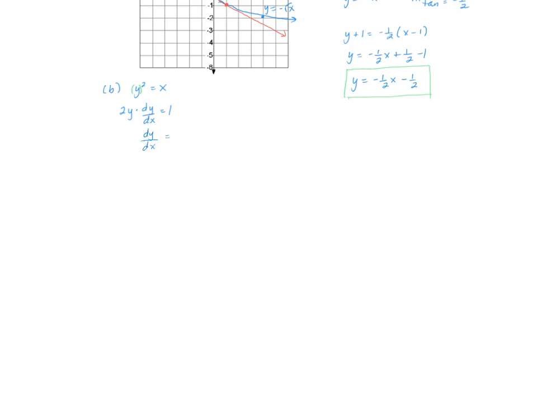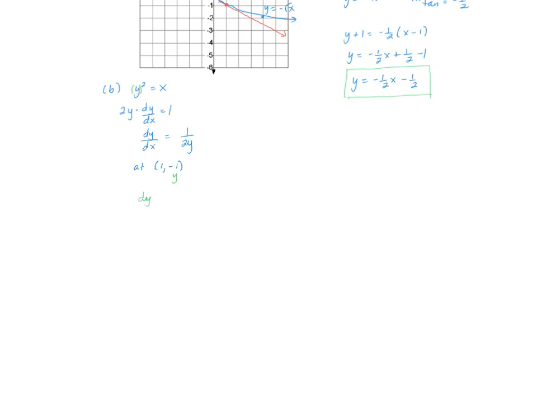Now I need to solve for the derivative dy/dx by dividing both sides by 2y. So now I have my derivative. Remember, we were supposed to be evaluating this derivative at the point 1, negative 1. Notice my derivative doesn't have an x in it, it has a y. So I need to plug in the negative 1 for y in the derivative.